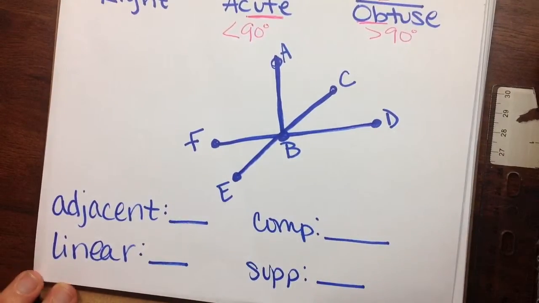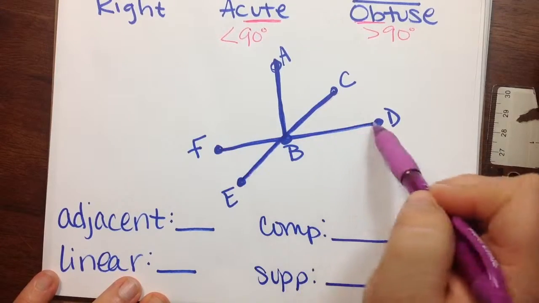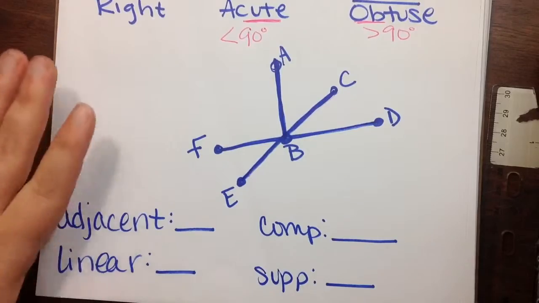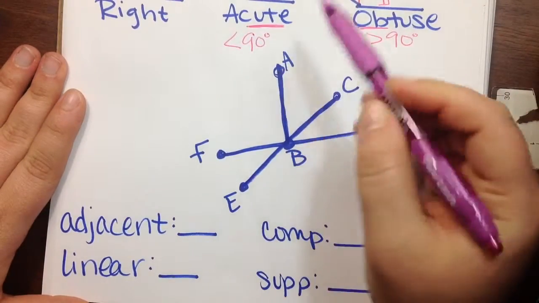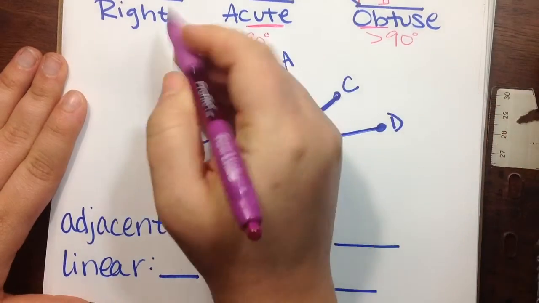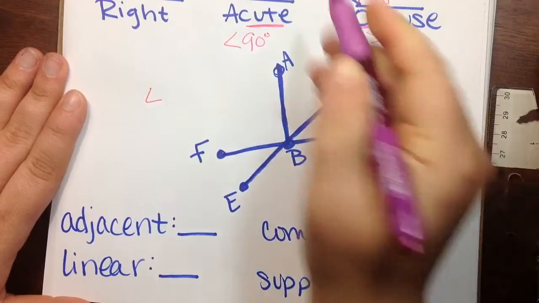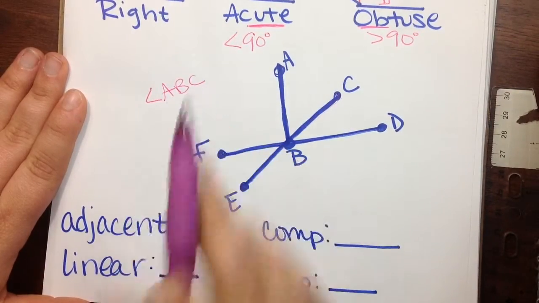All right, let's talk about this right here. Okay? So we have a bunch of lines that all meet at one point. We have to understand that angles have names. A first initial, a last initial, and a middle initial. So let's say I'm looking at this angle. This angle would actually be called angle ABC because it has to have a first, middle, and last initial.